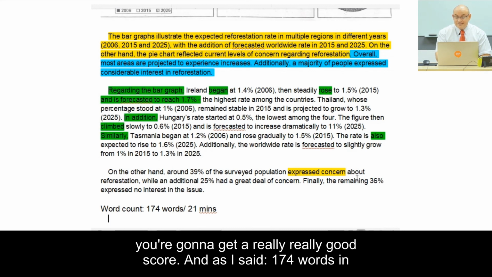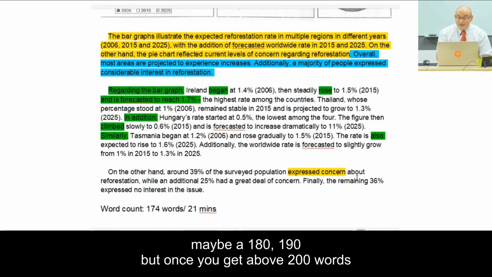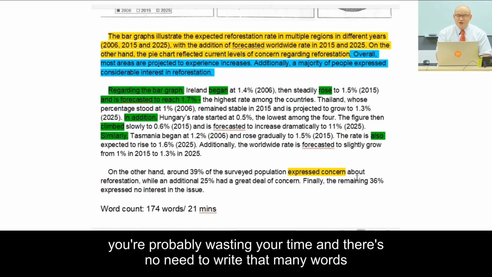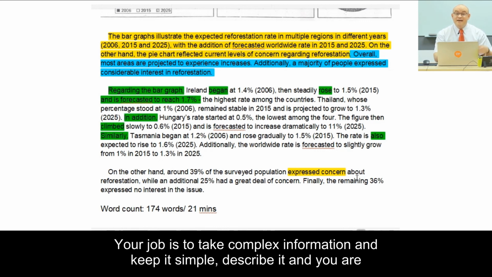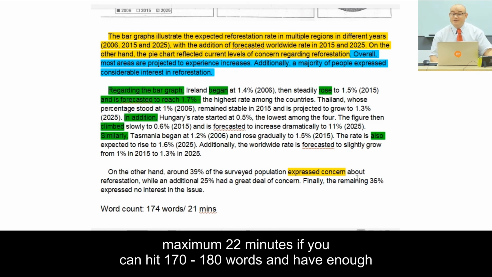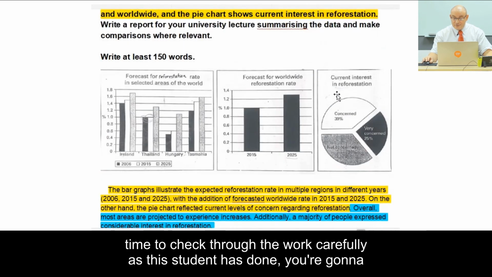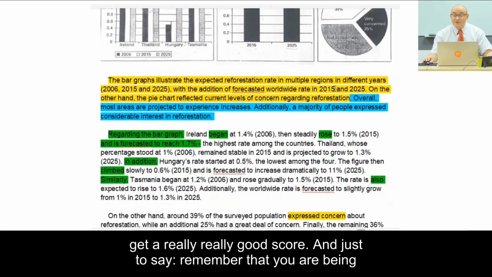And as I said, 174 words in 21 minutes is perfect. Sometimes you may need to write a few more words, maybe 180, 190, but once you get above 200 words, you're probably wasting your time and there's no need to write that many words. Your job is to take complex information and keep it simple, describe it, and you are always governed by the time, which is going to be close to 20, maybe 21, maximum 22 minutes. If you can hit 170, 180 words and have enough time to check through the work carefully as this student has done, you're going to get a really, really good score.